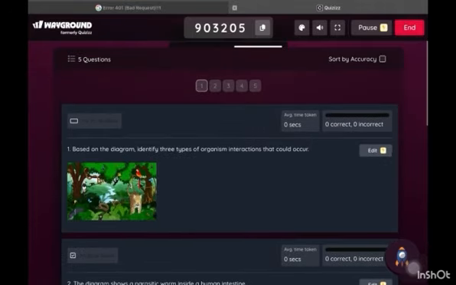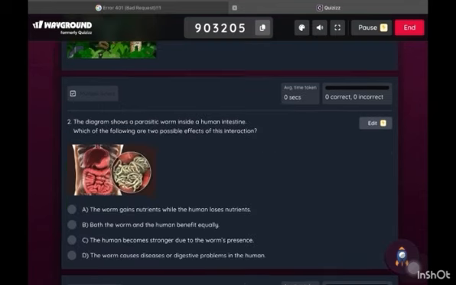For question 1, based on the diagram, identify 3 types of organism interactions that could occur. This one is the same picture as the puzzle just now. You can choose multiple answers for this question. Remember about the parasitic interaction.